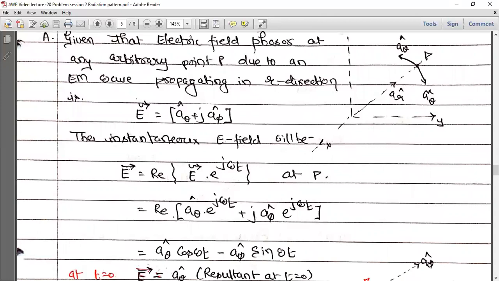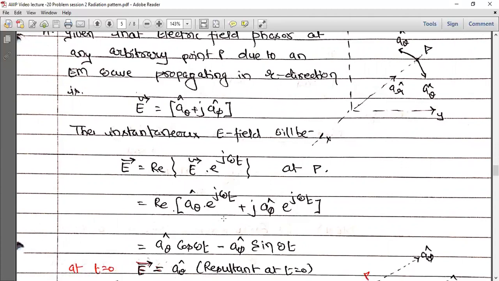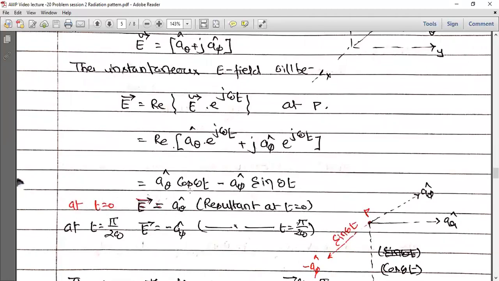So the instantaneous electric field is given by the real part of the phasor times e to the power j omega t at any point P. When you substitute E equals a theta cap plus j a phi cap into e to the power j omega t, and you substitute cos omega t plus j sin omega t for e to the power j omega t, the real part will be equivalent to this portion: a theta cap cos omega t minus a phi cap sin omega t.